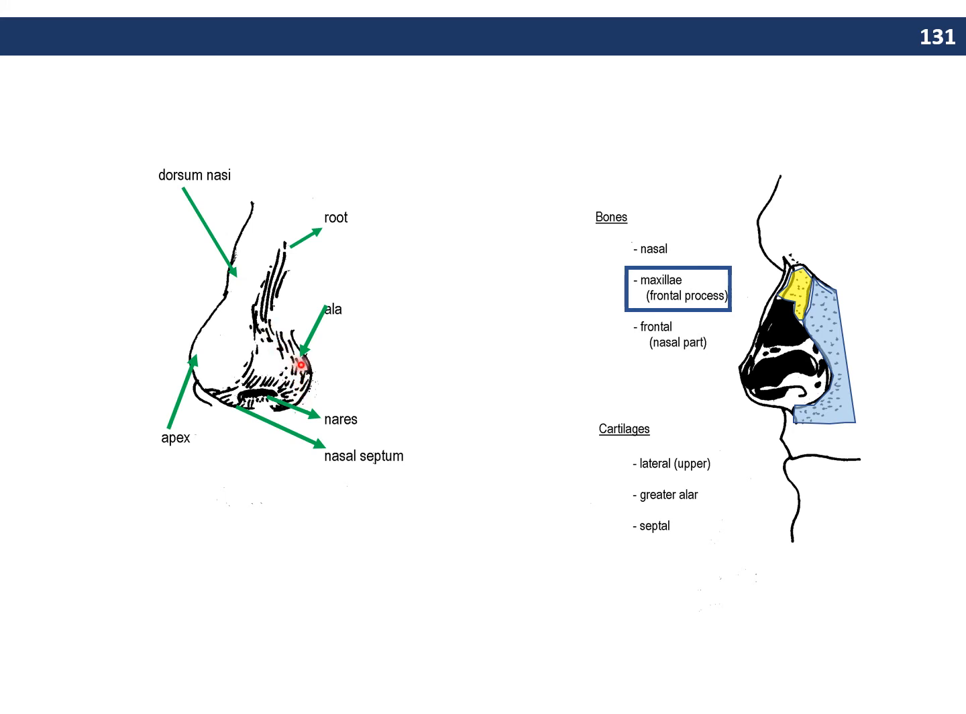is shown here. The bones that participate in the formation of the nose include the nasal part of the frontal bone, the nasal bone, and then the frontal processes of the maxilla, shown here in blue. There are two lateral or upper cartilages, and then two greater alar cartilages and one septal cartilage, which subdivides the cavities.